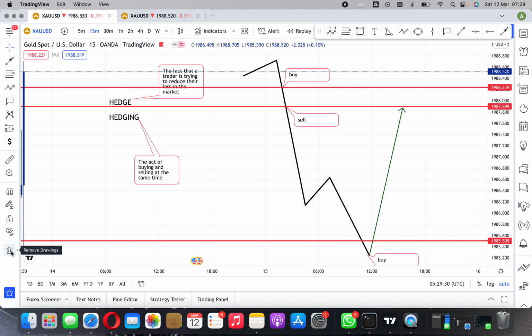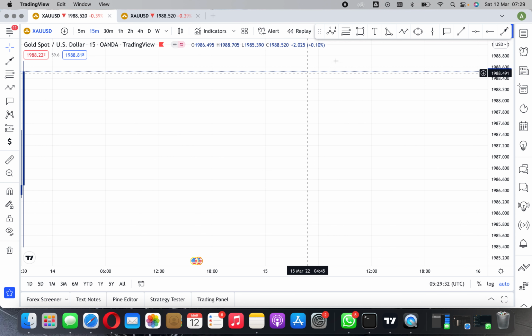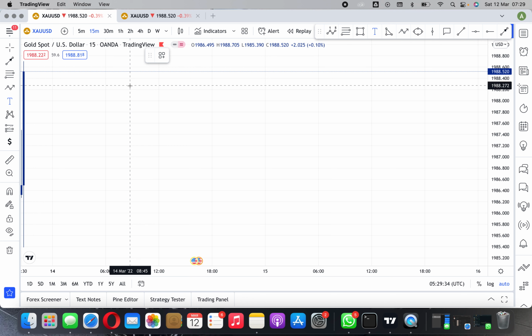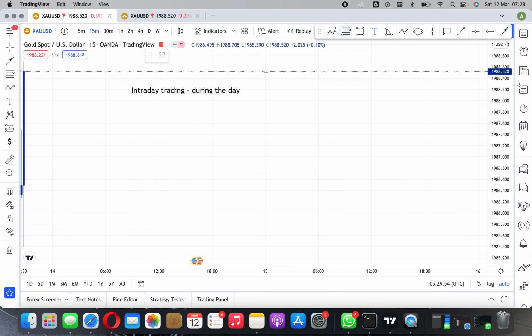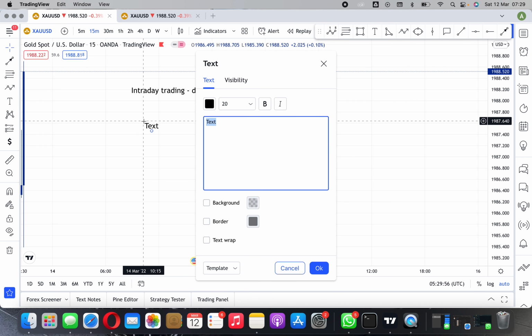But as a professional trader, there are sometimes things you have to avoid before you start hedging in the market. So let's go to intraday. What is intraday trading? These are trades that you do just during the day. You open the position during the day and it all ends during the day as well. Let's go to leverage.